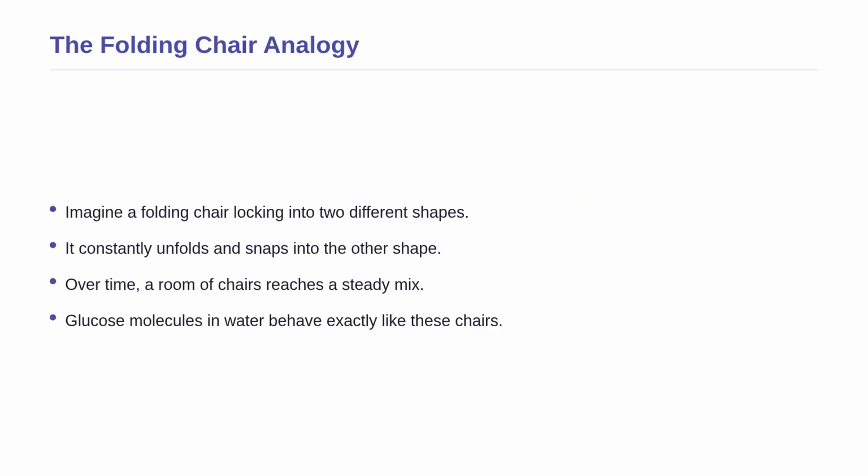To build our intuition, imagine you have a special type of folding chair that can lock into two different shapes, one leaning forward and one leaning backward. If you place this chair in a magical room, it does not just stay in one shape. It constantly unfolds, straightens out for a split second, and then folds into the other shape. Over time, if you had 100 of these chairs, you would notice they eventually settle into a steady, predictable mix.